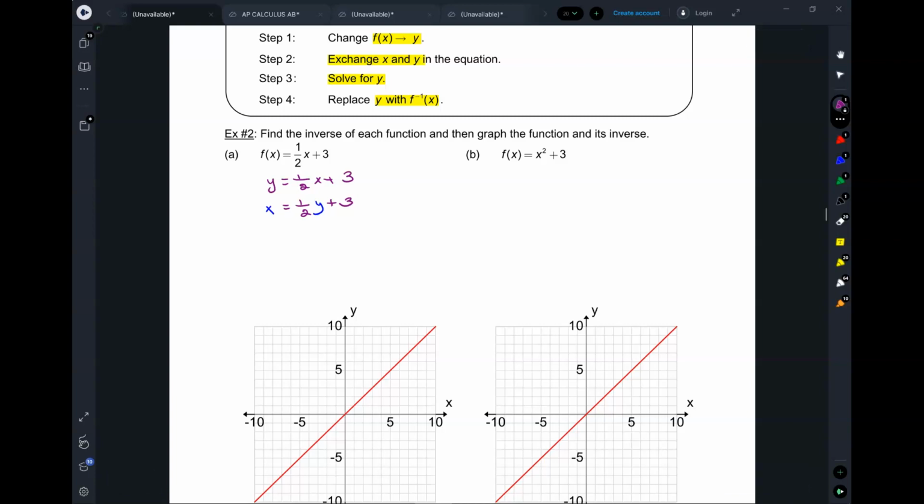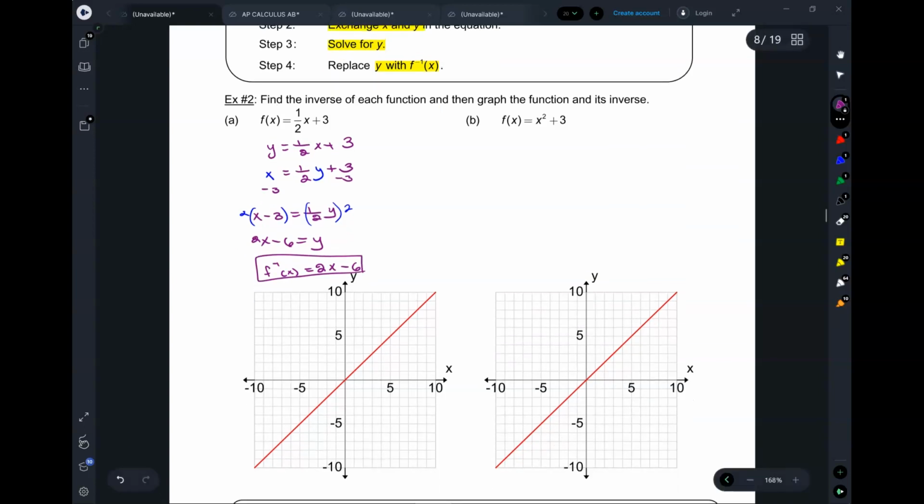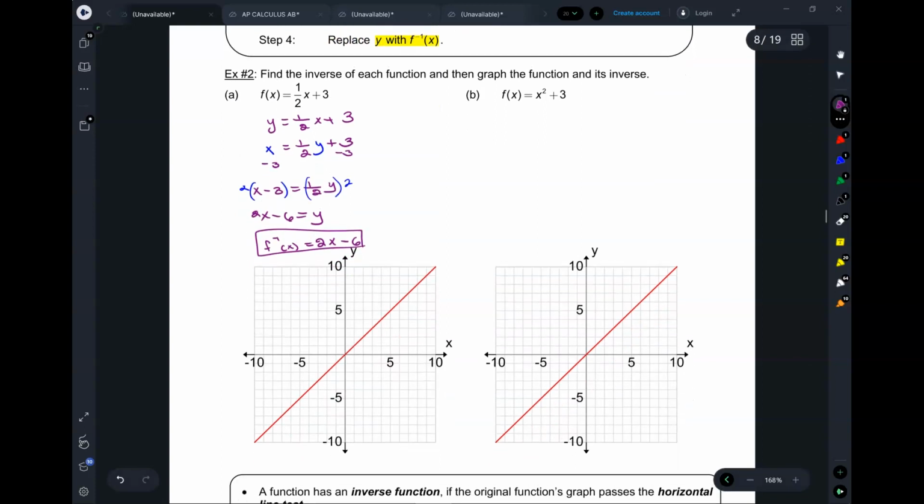Now I need to solve for y, which you've been doing since your algebra days. Let's subtract 3. This is so exciting. Okay, x minus 3 is equal to half y. Multiply everything by 2. So 2x minus 6 is equal to y, but I can't leave it like that. Now I have to rewrite this as f inverse of x is equal to 2x minus 6. Okay? Now, let's graph the original.